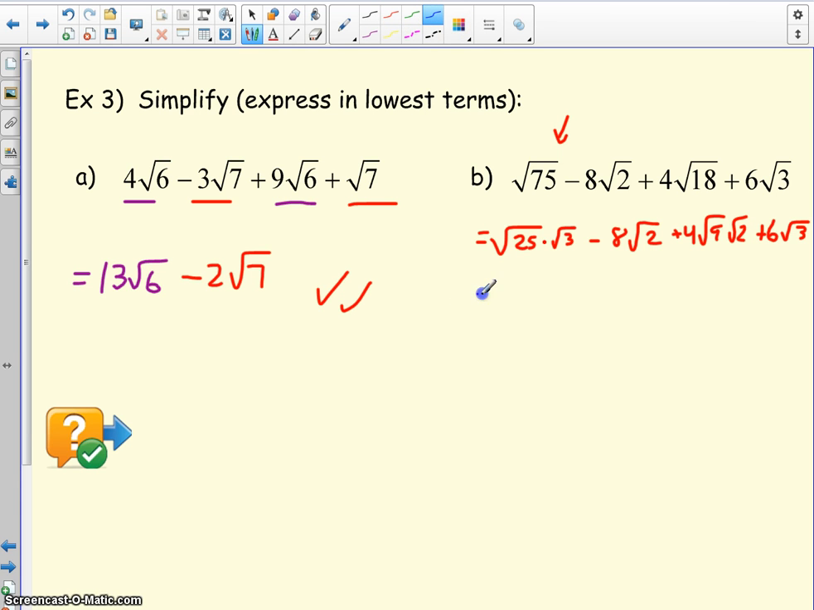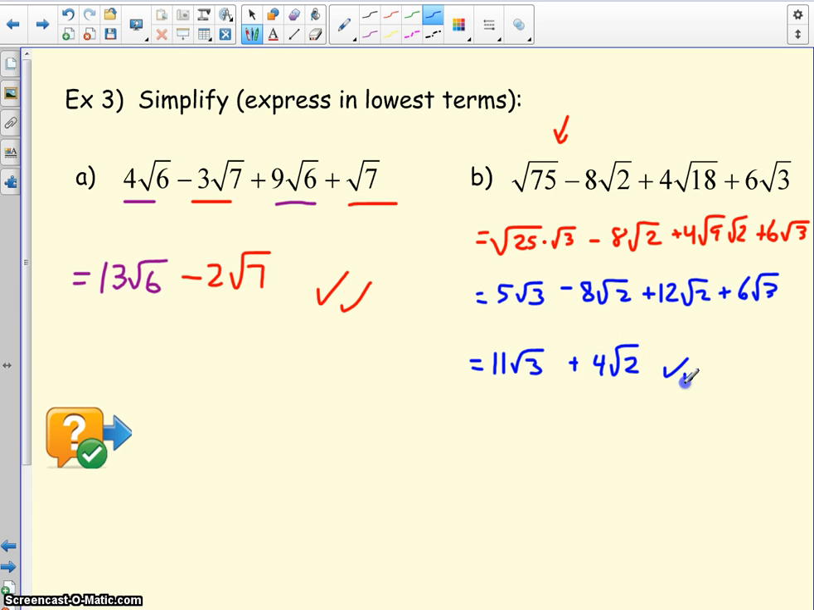So take this further. Square root of 25 is 5, so I get 5 root 3 minus 8 root 2. Square root of 9 is 3, so 3 times 4 is 12. I get 12 root 2 plus 6 root 3. And now you can see there's actually some things I can combine here. 5 root 3 plus 6 root 3 gives me 11 root 3. And negative 8 root 2 plus 12 root 2 gives me 4 root 2. So now this is simplified as far as I can go.